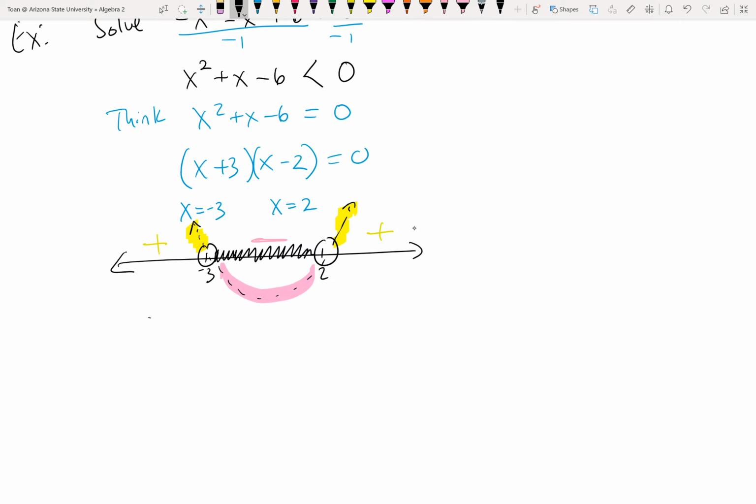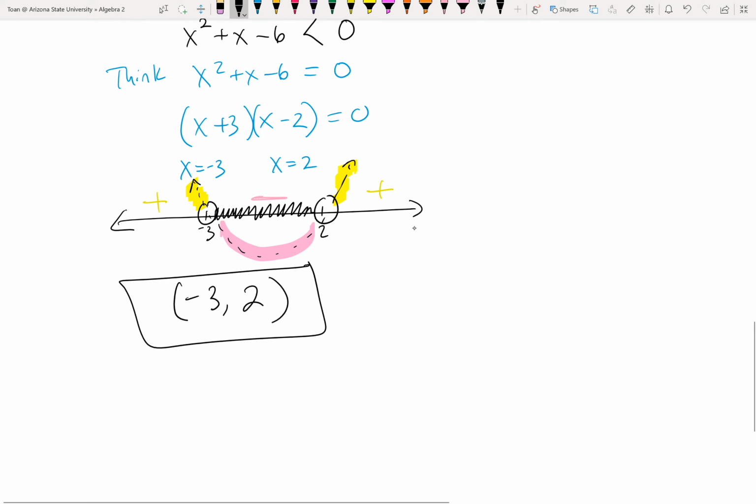Remember interval notation, you always read from left to right. So where does our shading start? Our shading starts at negative 3, comma, how far do we shade before we stop? 2. Do you see how both of these circles are open? Open circles will use parentheses. That is our answer. All numbers between negative 3 and positive 2. So that's how you solve quadratic inequalities.